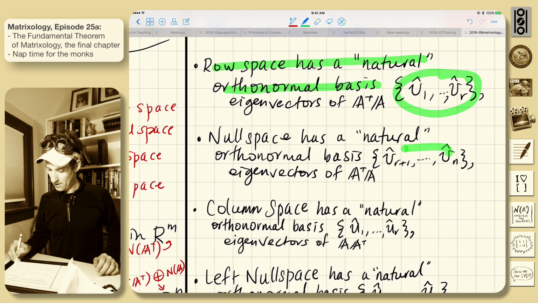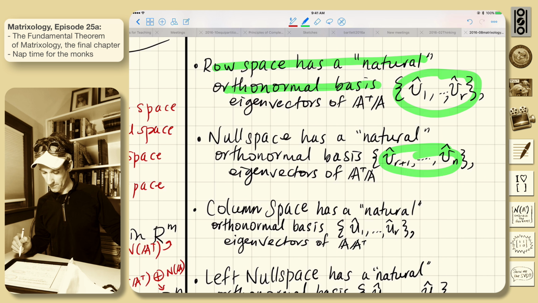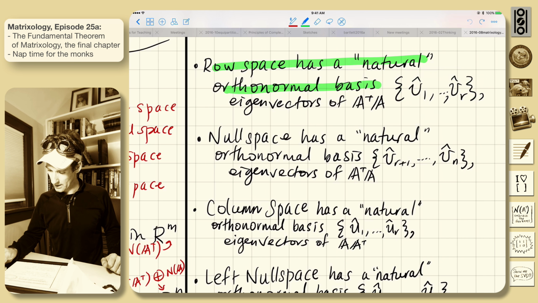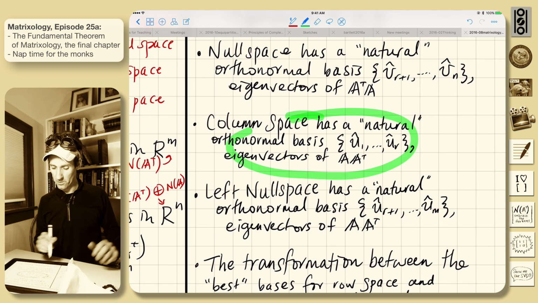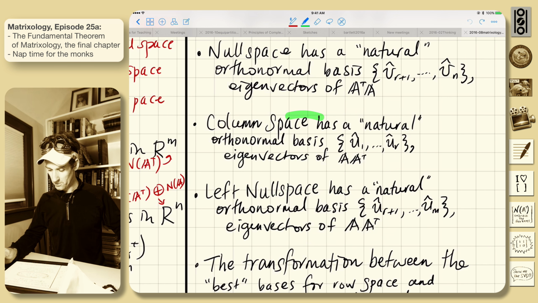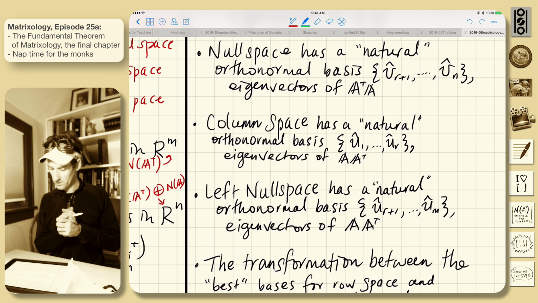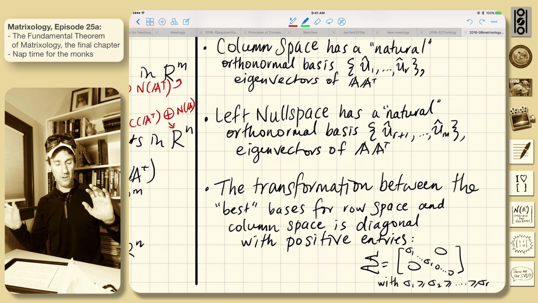And the ones that are left over, there are more of them potentially. These eigenvectors correspond to 0 eigenvalues, and we would use them as a basis for the null space. Same story over here, column space, but now it's the u's, and they come from A A transpose. The leftover ones are a basis for left null space, and again, all of those combine for a basis for R^m.